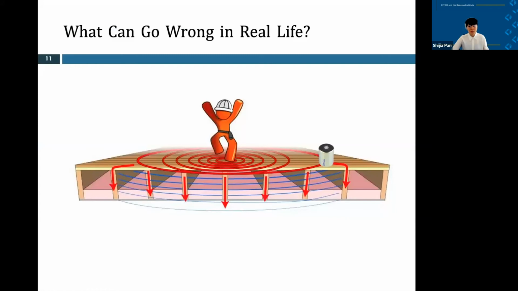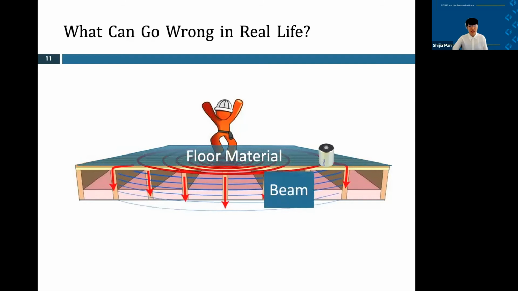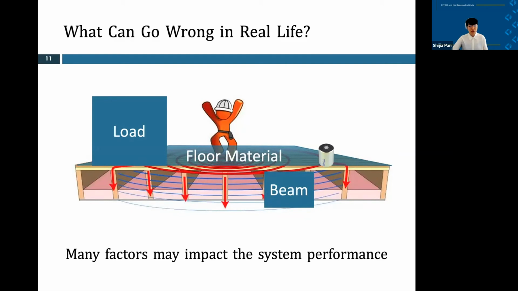So despite the fact we said earlier that vibration propagates, and that gives us the advantage of sparse sensing, many factors in real life would actually impact this advantage, such as your floor material or structure elements such as a beam underneath your floor, or loads in the environment such as furniture. And all these factors may in turn impact the system performance.